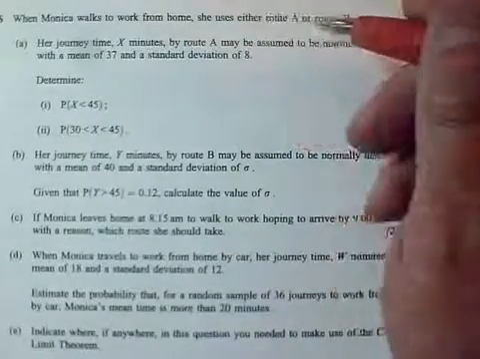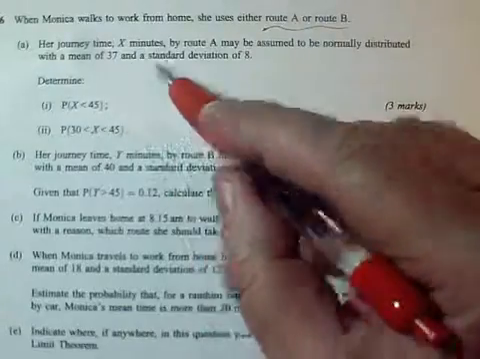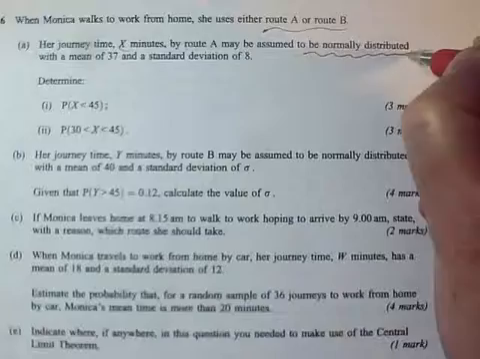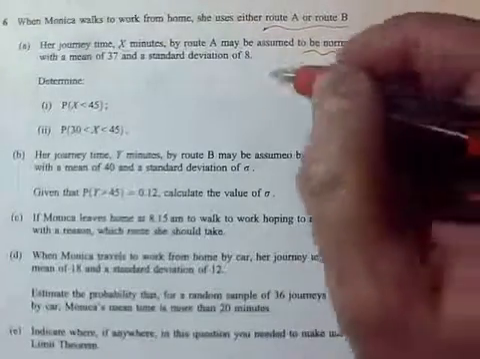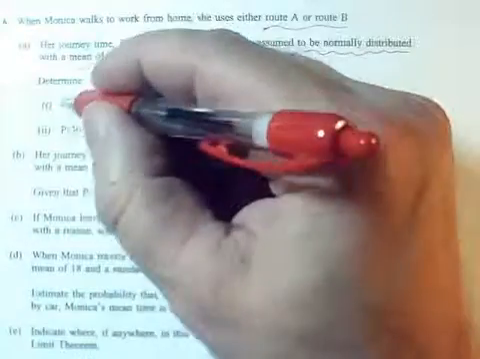Okay, we've got someone coming home from work, possibility of 2 routes. For the first one, on route A, her journey time is called X, and it's normally distributed, so we know what topic we're on. We've got a mean, that's a value of something, and a sigma, that's a value of something, and we've got to do some probabilities. We're finding probabilities, so this is forwards.